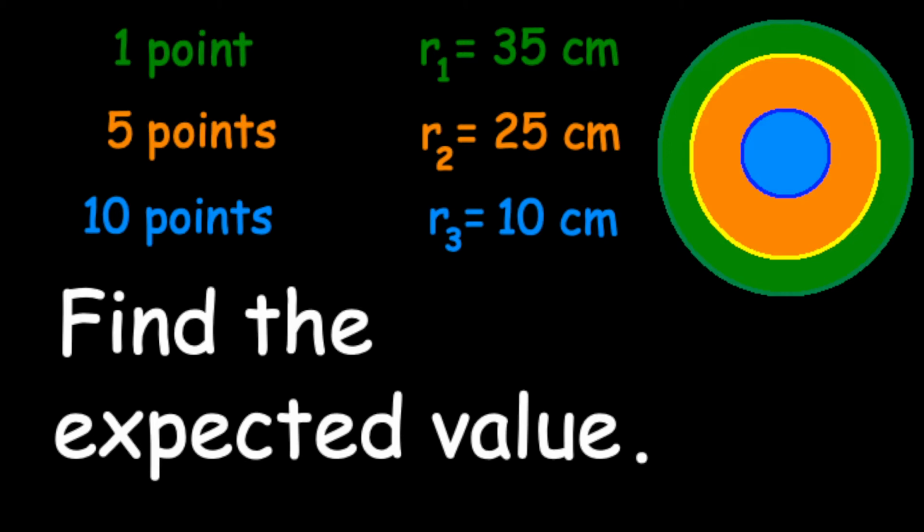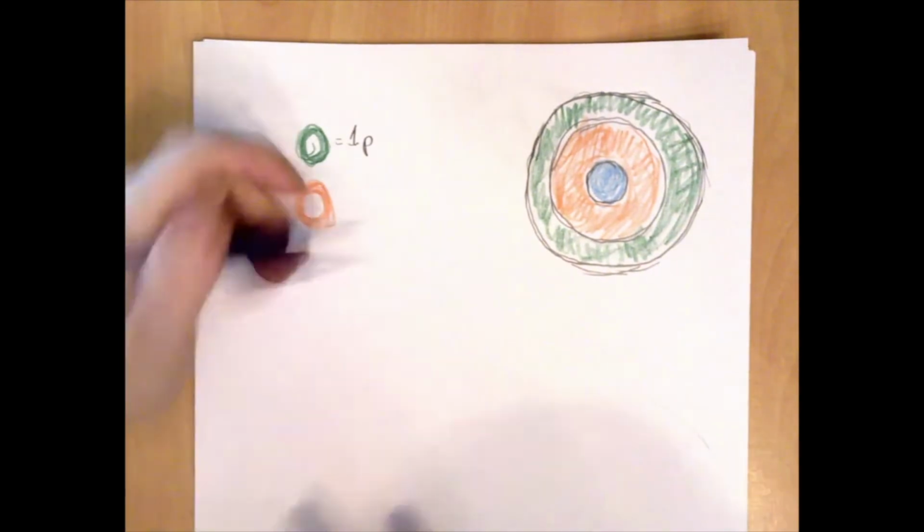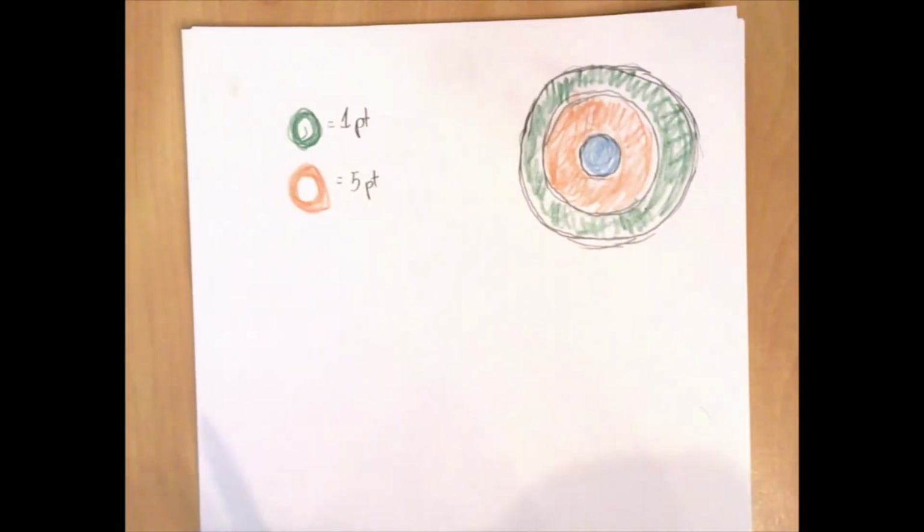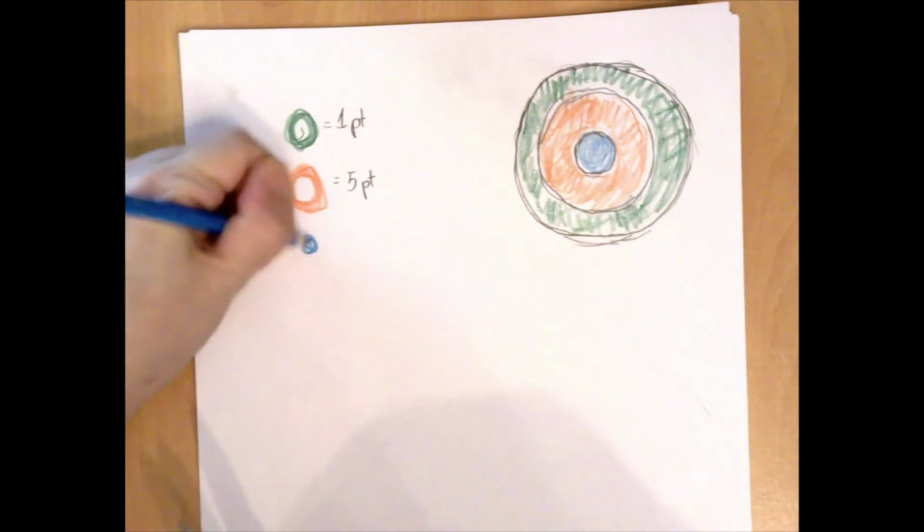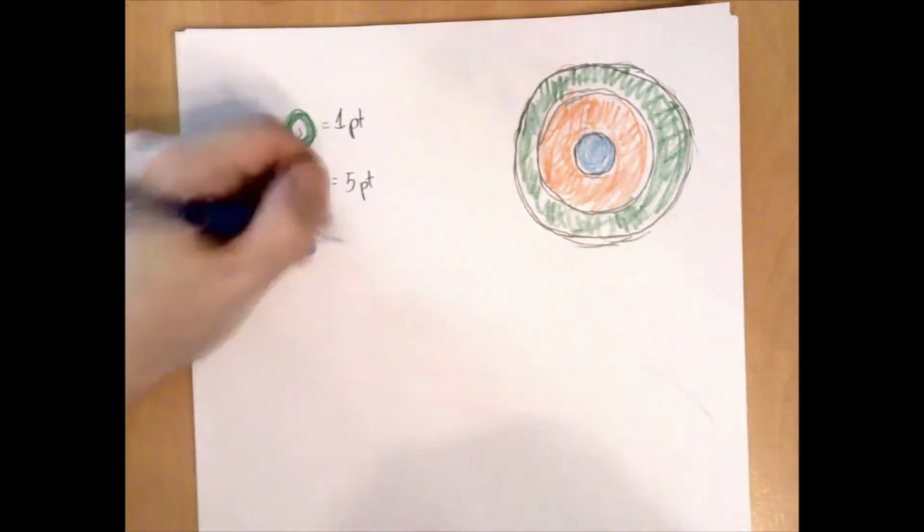We have a dartboard. Suppose we randomly throw a dart on this circle. Randomly means that every single point has equal likelihood for the dart to land on. The rules are that if the dart lands on the green region, we get 1 point. If it lands on the orange region, that is worth 5 points. And if we manage to throw it inside the blue region, that would be worth 10 points.